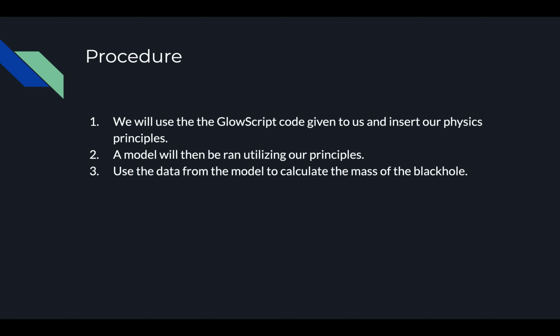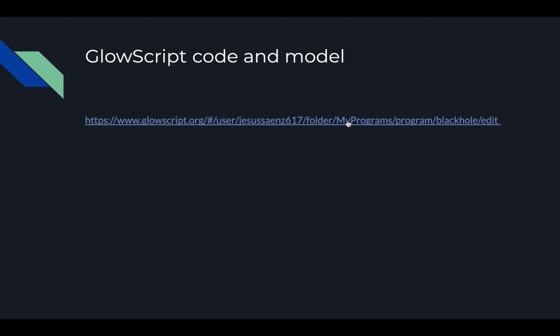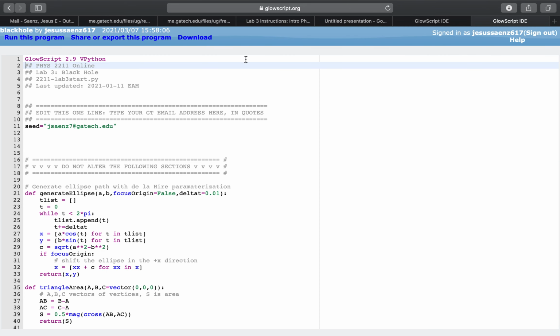So that's the introduction. So the procedure is we're going to use a GlowScript code given to us and insert our physics principles that we've learned. And then a model will be run utilizing our principles, and we're going to use the data from the model to calculate the mass of the black hole. So let's take a look at the GlowScript code and the model.